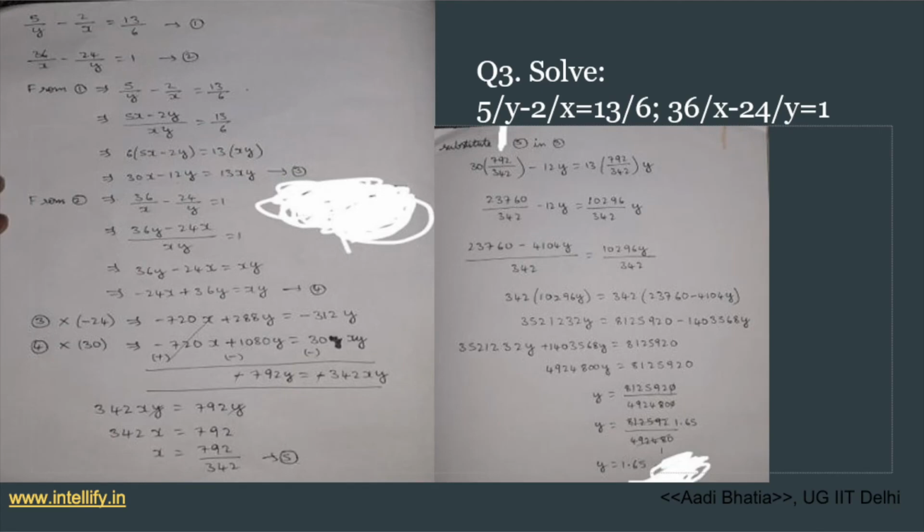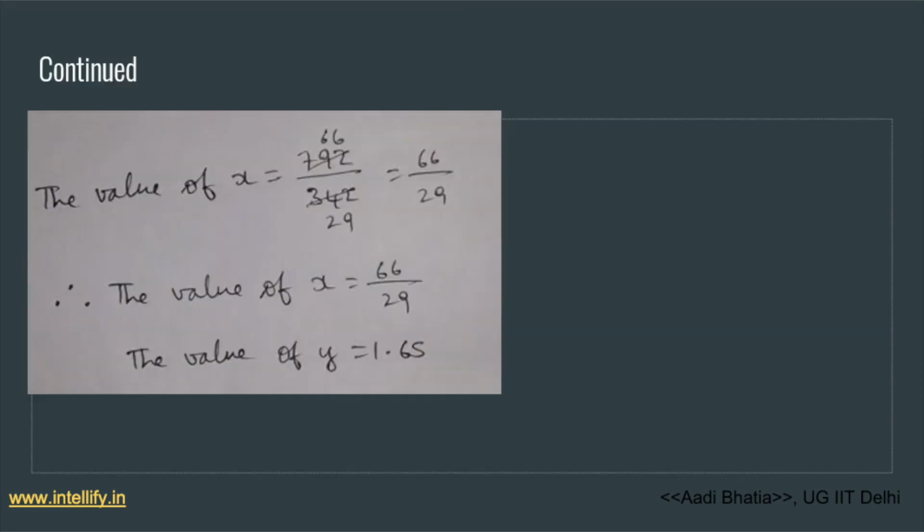Again, then 4924800y is equal to 8125920. Then y is equal to 8125920 upon 4924800, and when we divide them, y will equal 1.65. Continuing, the value of x is equal to 66 upon 29, and the value of y is equal to 1.65.